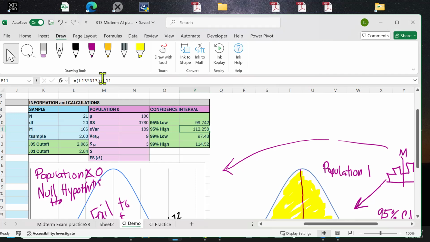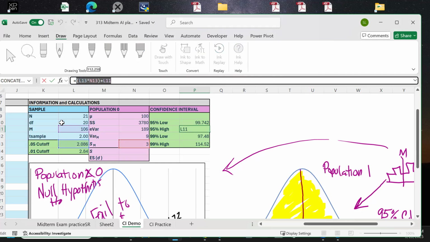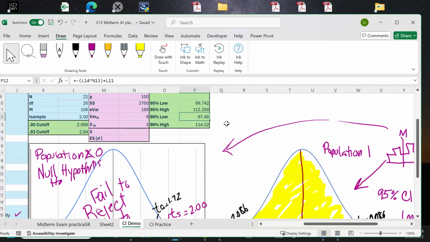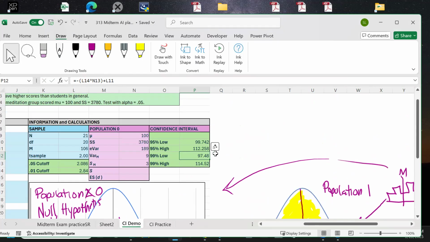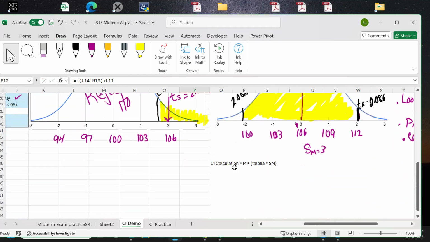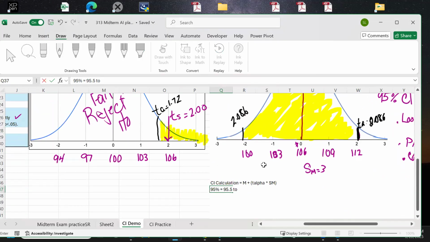And for the upper interval, we'll do the very same thing. You can see I did it backwards there. It doesn't really matter, order of operations, equals the sample mean plus that 0.05 cutoff times SM. And that brings us to the upper confidence intervals. So let's just shorten those up and take it as 97.5 and 114.5. We can say our 95% CI is 95.5 to, or we can just put a dash, 114.5.